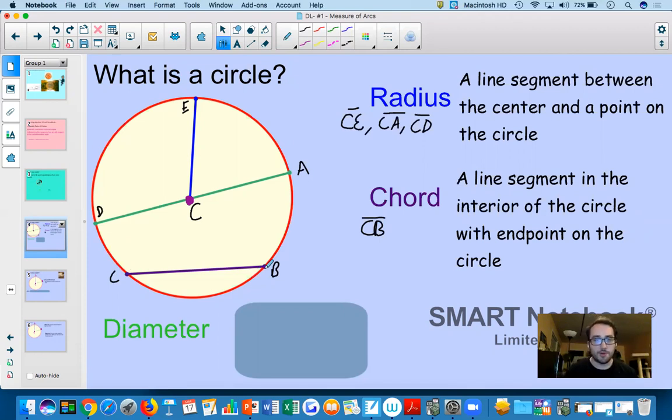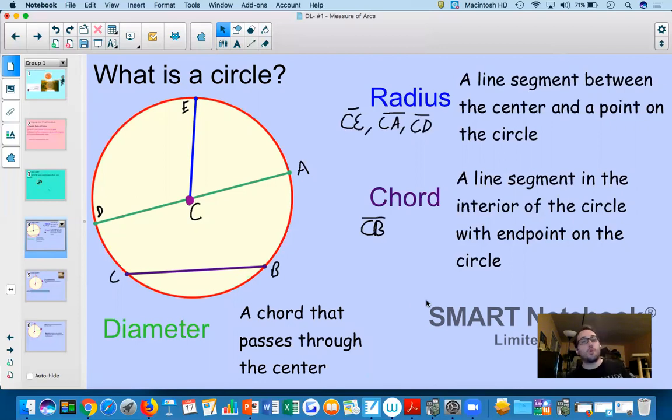There's also another chord, technically. Line segment AD is a line segment, and the endpoints are on the circle. However, you might have recognized that that is a special line that we call the diameter. A diameter is a chord that passes through the center.